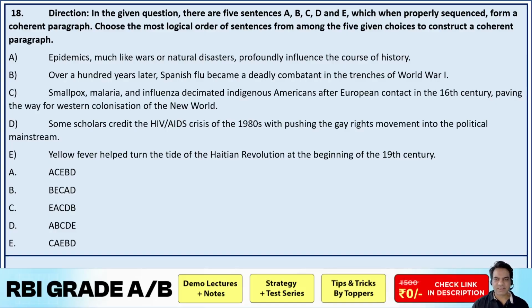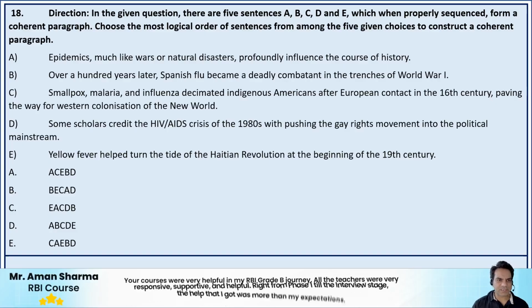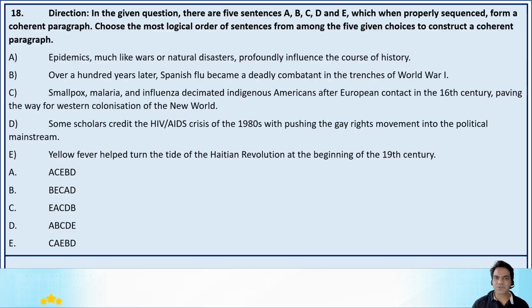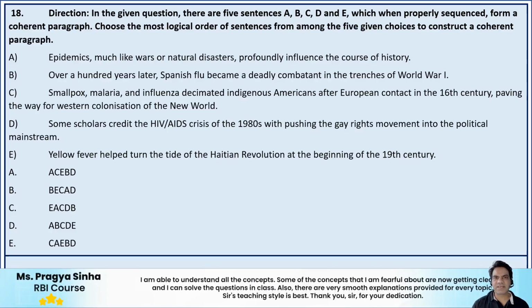Okay, guys. So let's solve them. Epidemics, much like wars or natural disasters, profoundly influence the course of history. Now, guys, in such questions, you only have to find the first and the second sentence. You'll get the sequence from the options here.